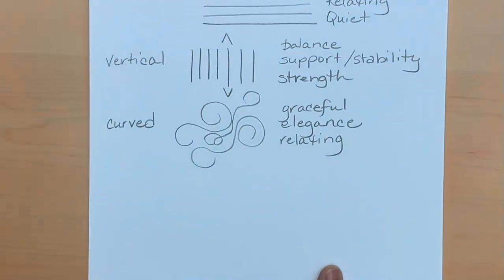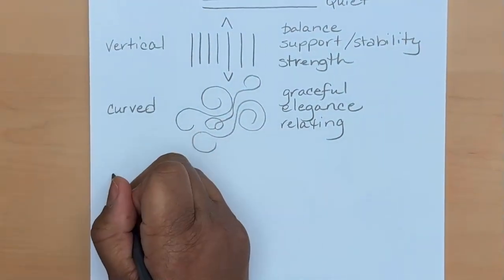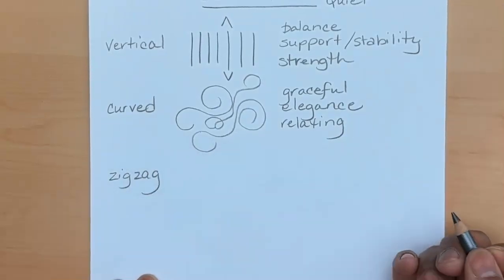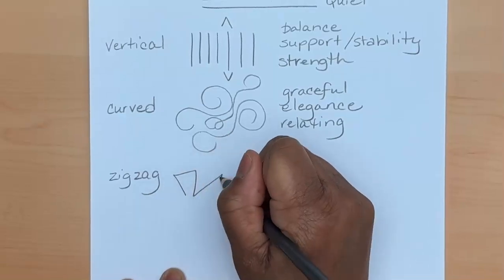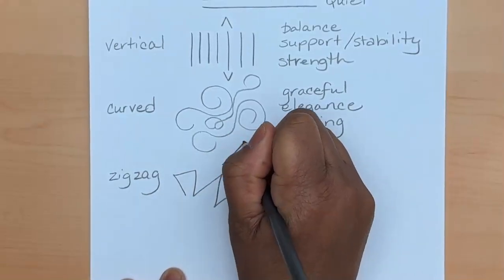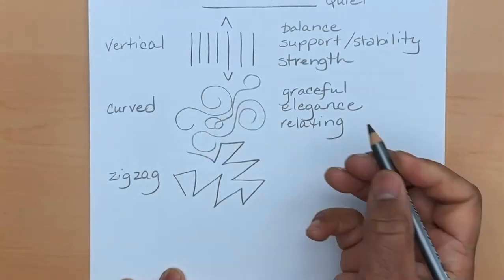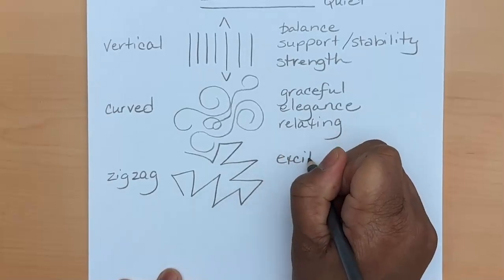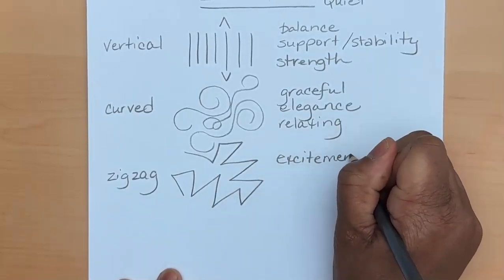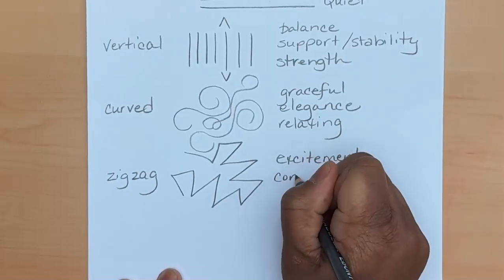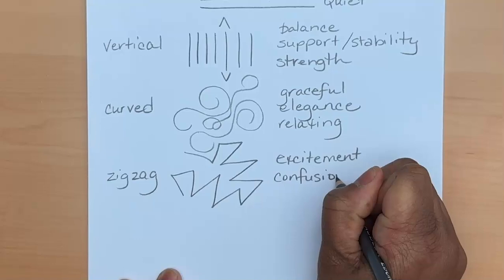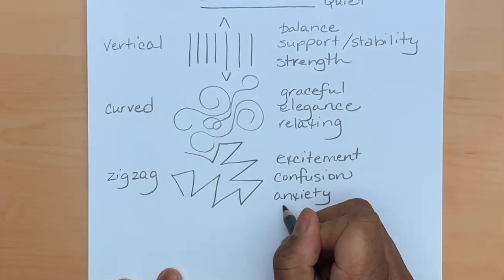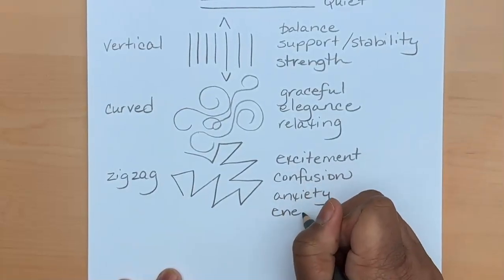Our next type of line is zigzag. And zigzag lines are lines that change direction at sharp angles. They create a sense of excitement, confusion, anxiety, or they appear energetic.